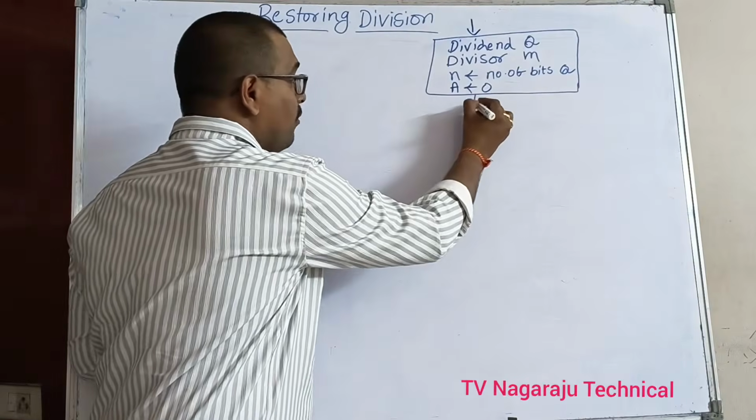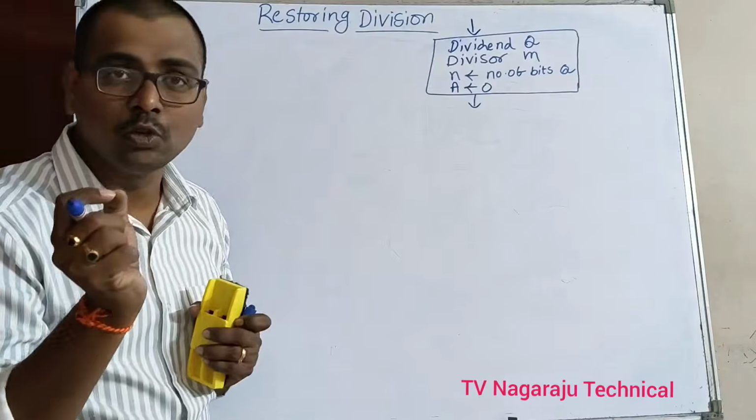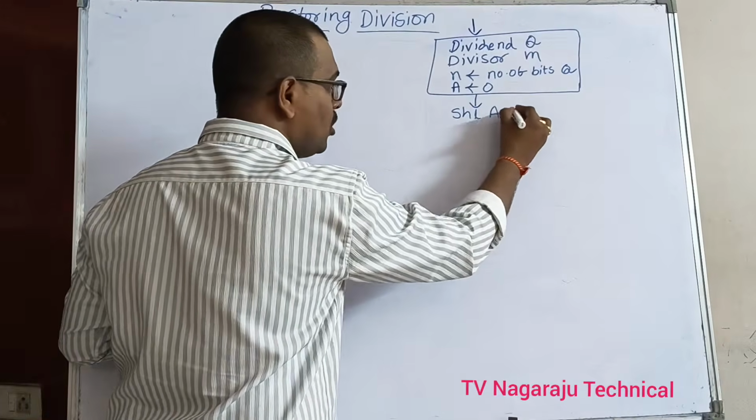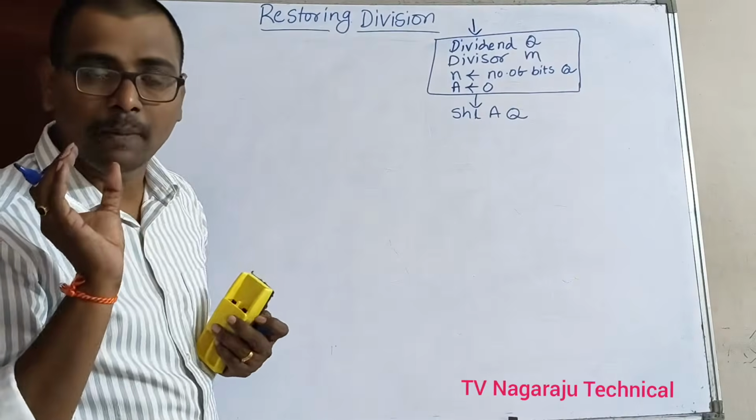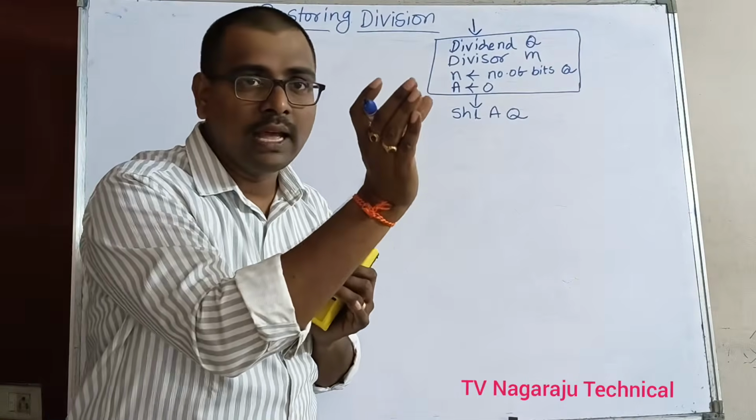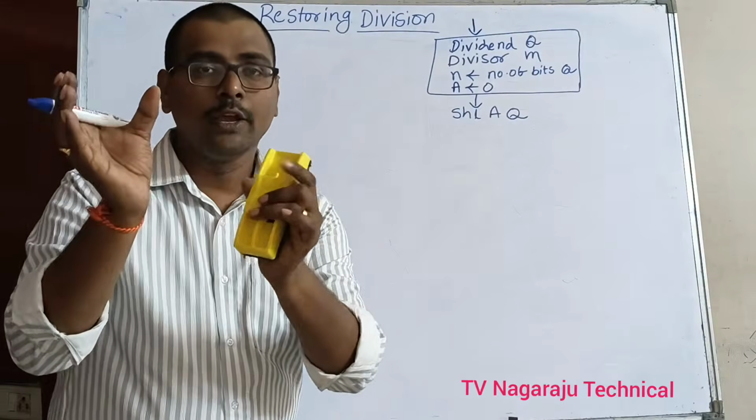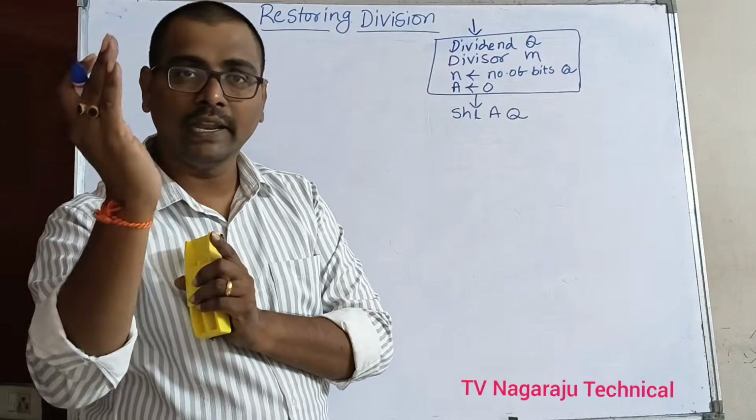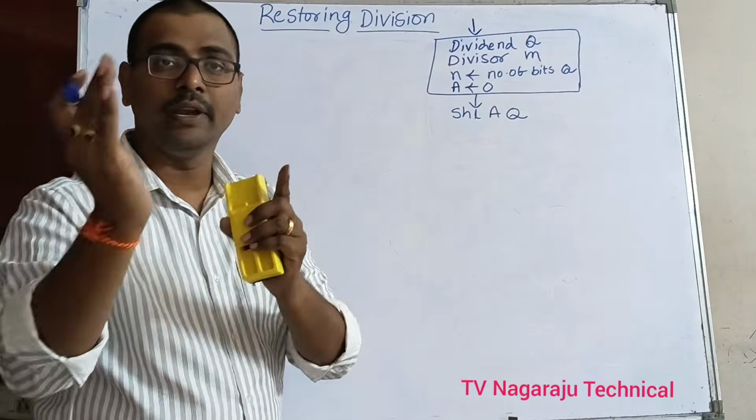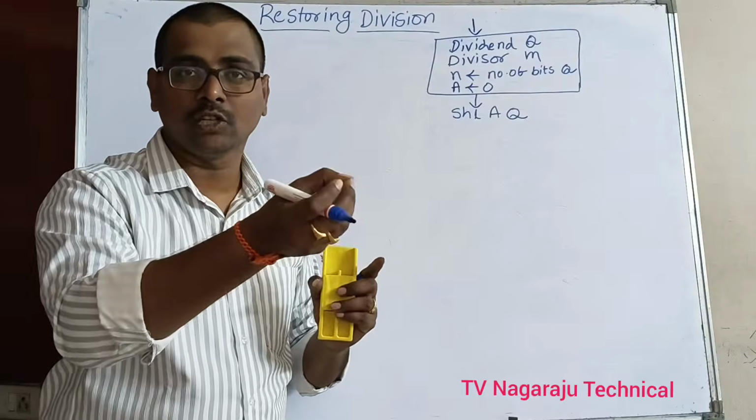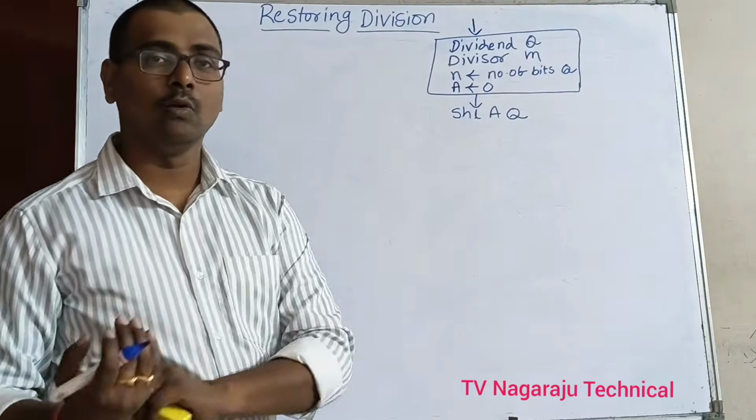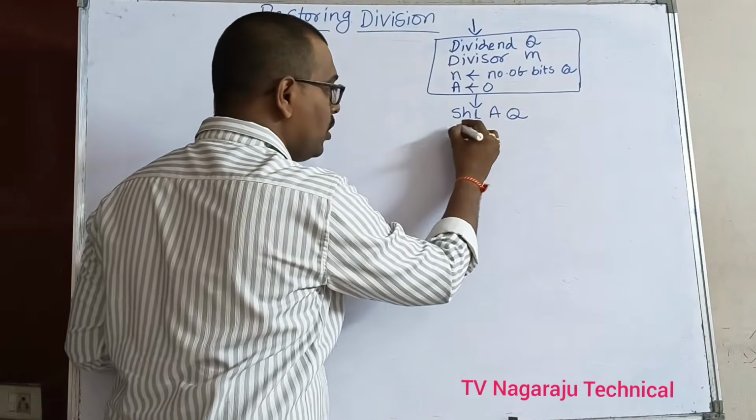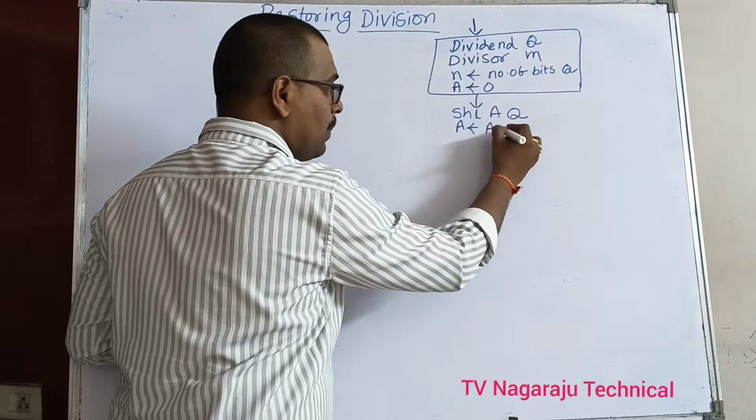Clear? And what is the first step? The first step is a shift left operation on AQ. Why are we doing the shift left operation? Initially, all the values of A are 0, and Q is my dividend. In each step, we move one bit from the dividend to A and do the division operation. If it is successful, okay. If it is not, restore.